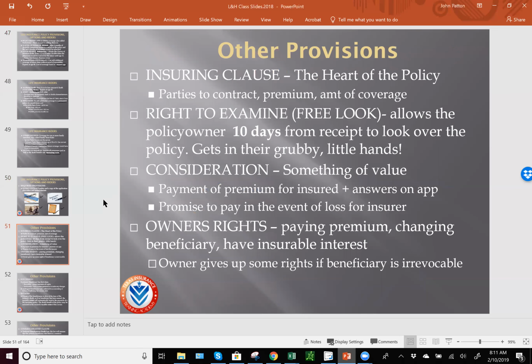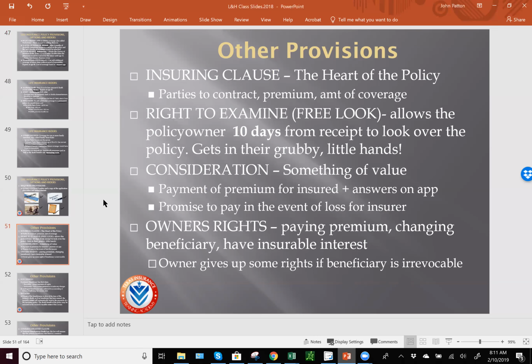Next is the insuring clause. Now, the insuring clause is the heart of the insurance policy. It states who the parties to the contract are, the amount of premium, the amount of coverage, and it also does state the insurer is promising to pay benefits. Part of the policy located on page 1.